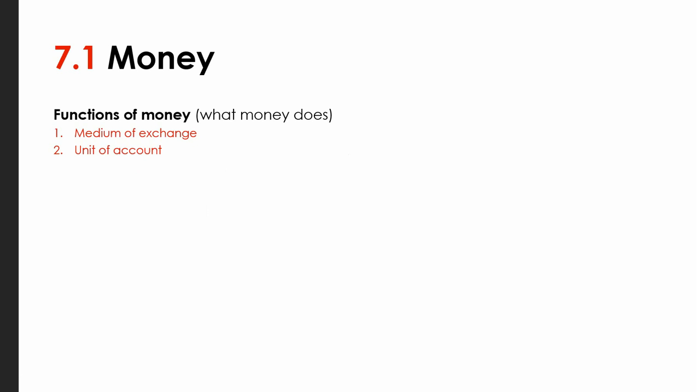Money acts as a medium of exchange, meaning it can be used to buy goods and services. It acts as a unit of account, meaning it can measure value. It acts as a store of wealth, meaning we can use it to store wealth, and it acts as a standard of deferred payment. Money enables payment to be made down the line. It enables borrowing to happen. Those first two functions, medium of exchange and unit of account, are more important.